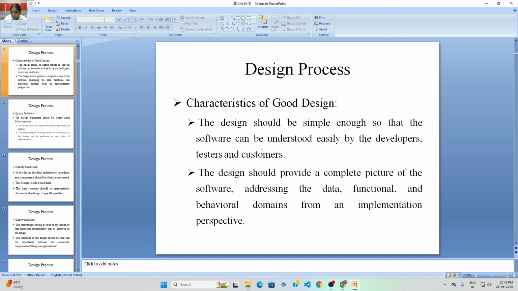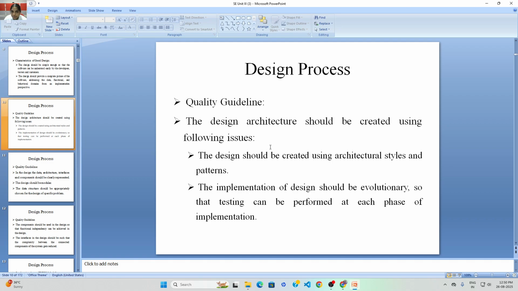Then design should be simple enough so that the software can be understood easily by the developers, testers, and customers. Then design should completely fulfill that picture, likewise addressing the data, functional, and behavioral domains, for what purpose? For implementing the descriptive data. Then, what are the quality guidelines? First, design should be created by using the architecture style and patterns.